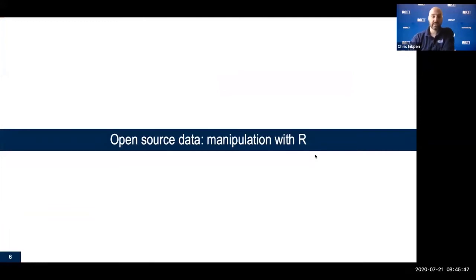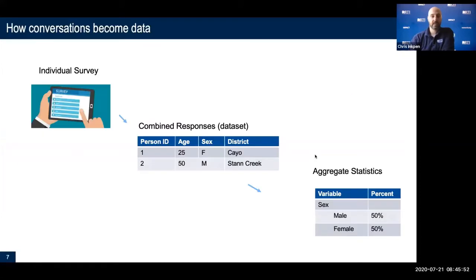Next, we'll turn to data, surveys, research questions, and manipulating data in R. So the data we're going to be using today come from surveys. So we will take survey responses from individuals stored in a table or tabular form and produce some general aggregate descriptive statistics.